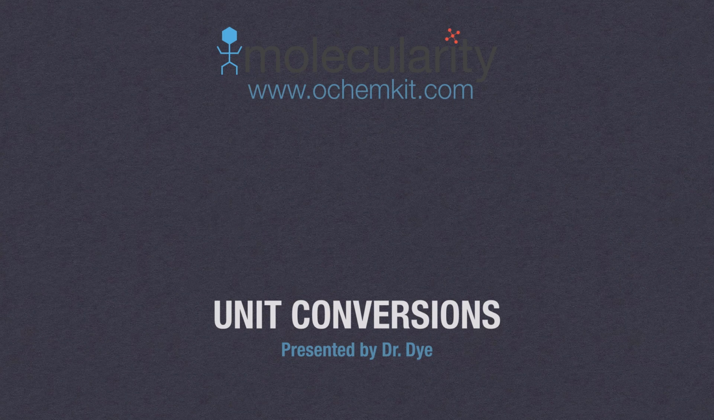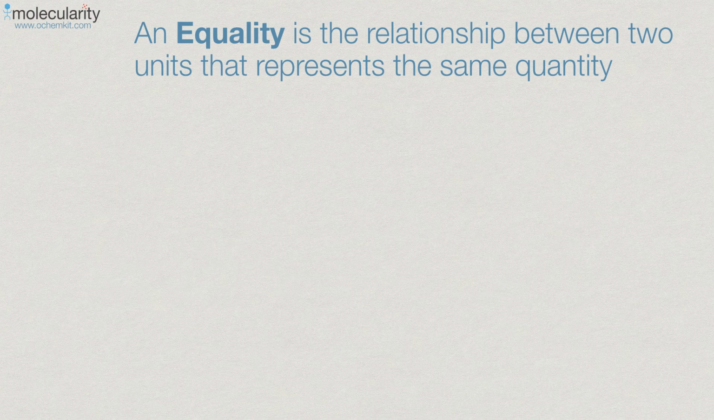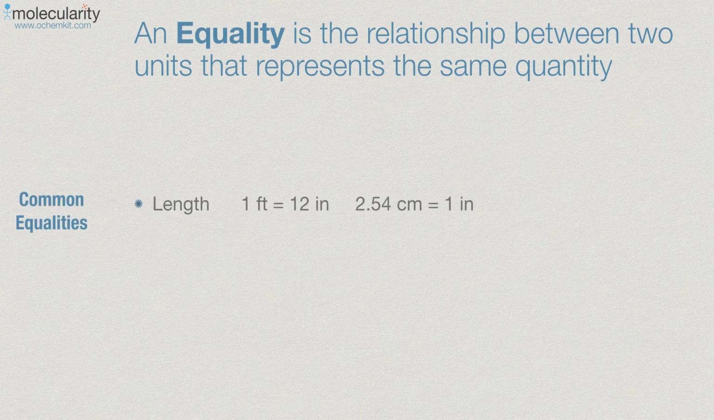In today's lesson, we'll discuss unit conversions. We'll start with equality. An equality is a relationship between two units that represents the same quantity. For example, 1 foot is the same distance as 12 inches. Likewise, 2.54 centimeters is equal to 1 inch. There are 4 quarts in 1 gallon, and 946 milliliters is the same volume as 1 quart.